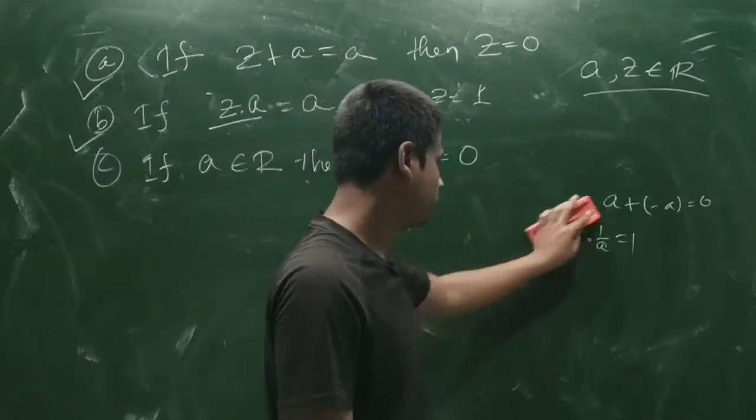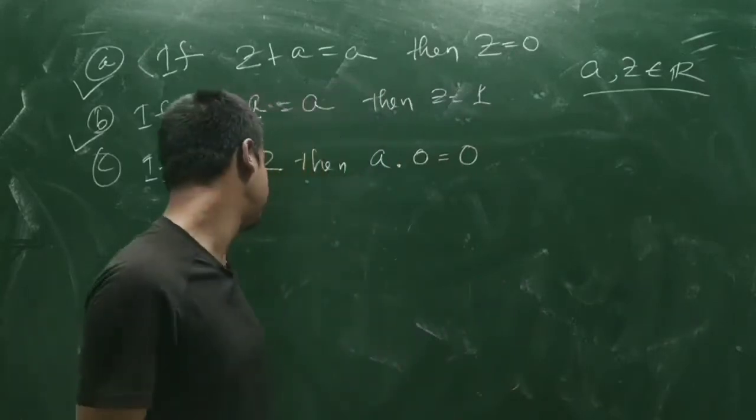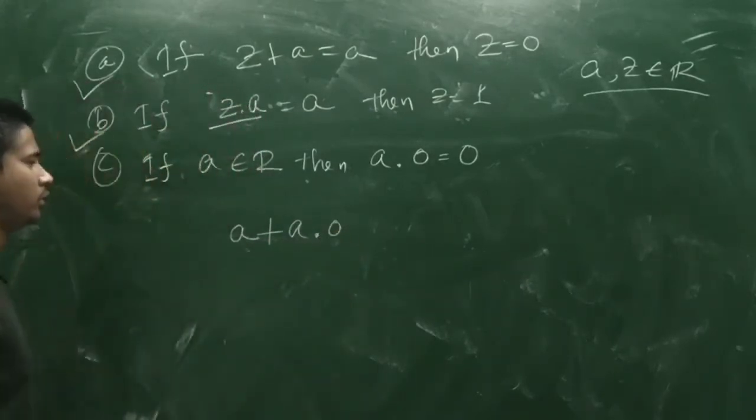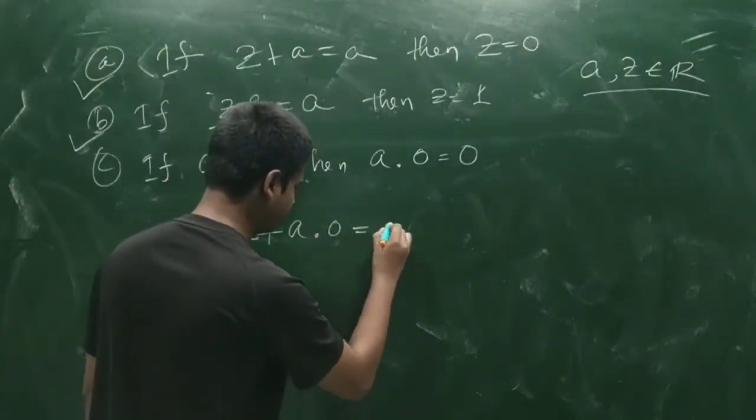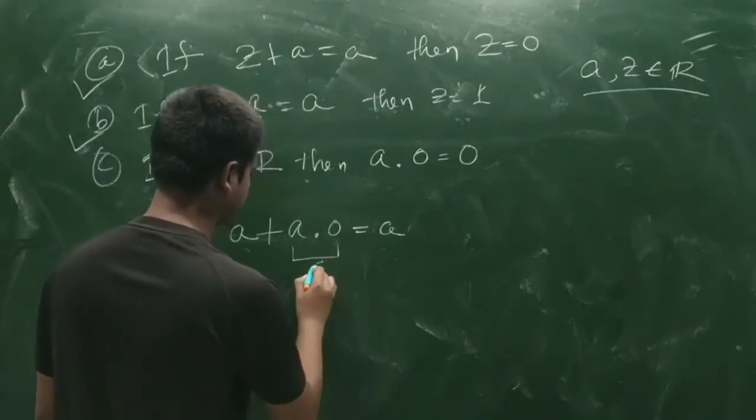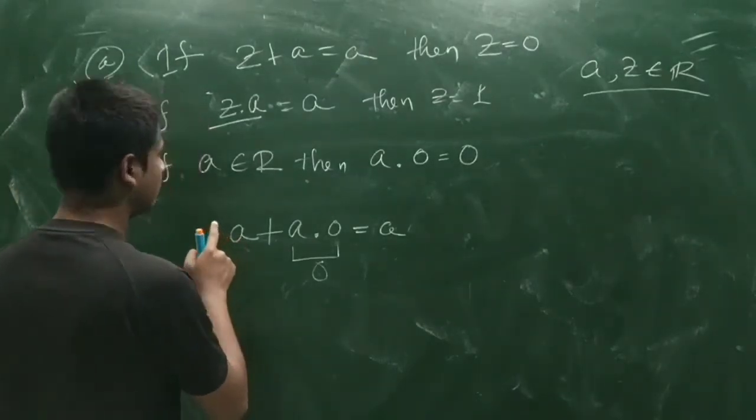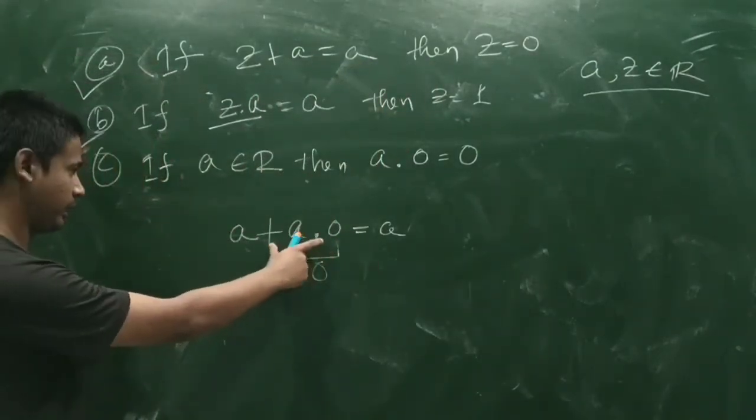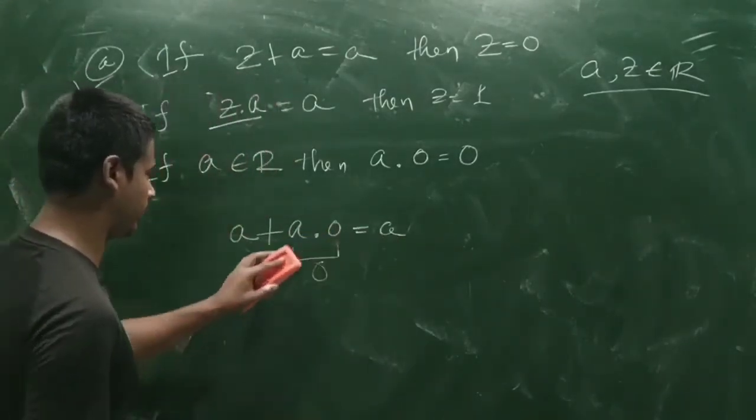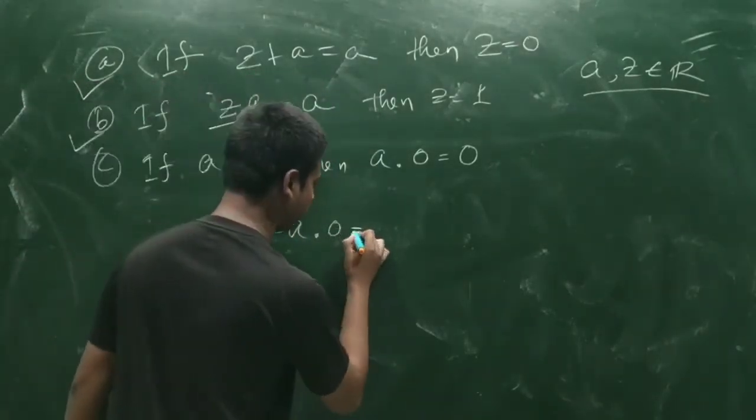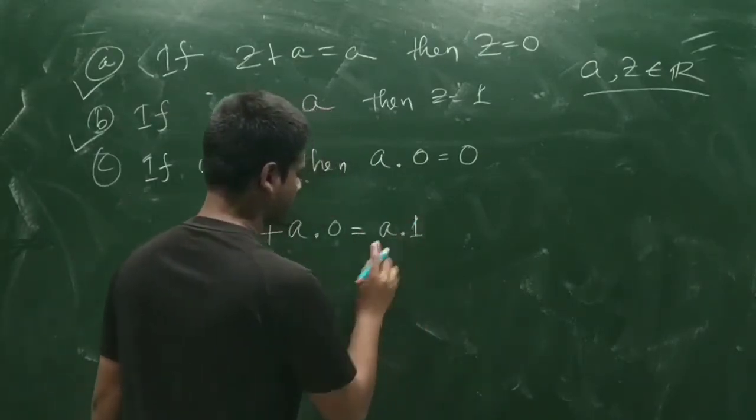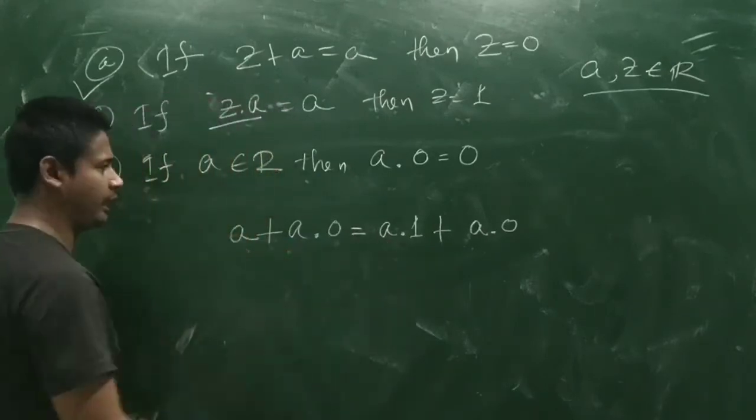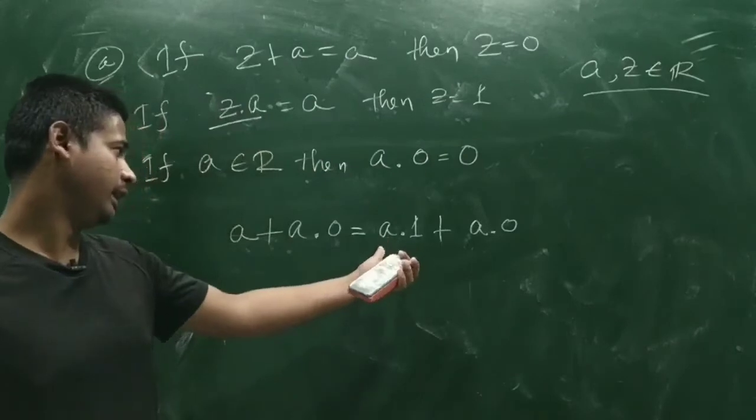For the third property, we will use the distributive property of addition and multiplication. See, we can take a dot 0. If we can prove that a plus a dot 0 is equal to a, then definitely this will become 0, because from z plus a equal to a, we get z equal to 0. Here z is a into 0. So see how we will prove this is equal to a. So a plus a dot 0 equal to a into 1 plus a into 0, because we can write a as a into 1 from the existence of the unit element.